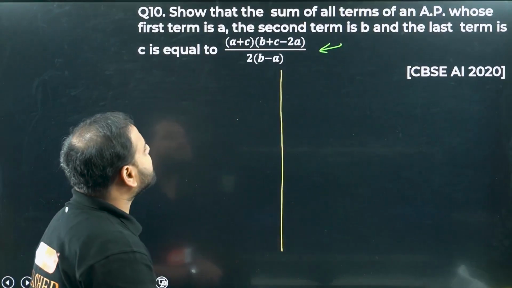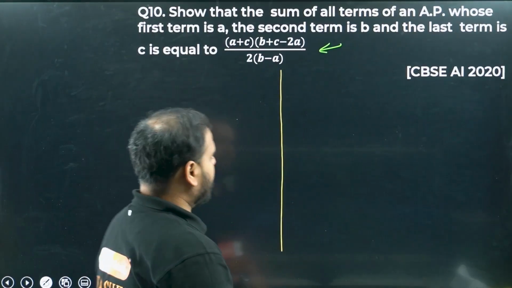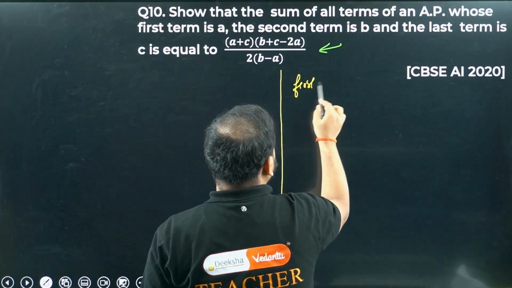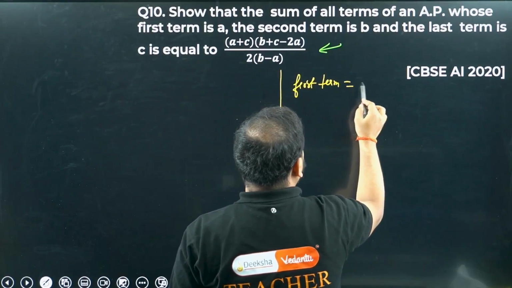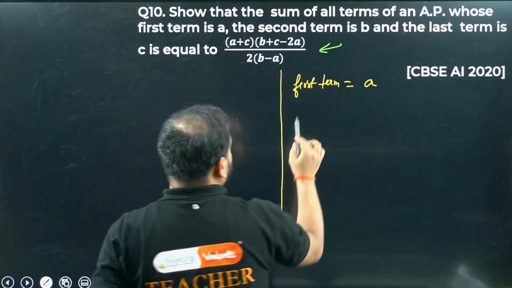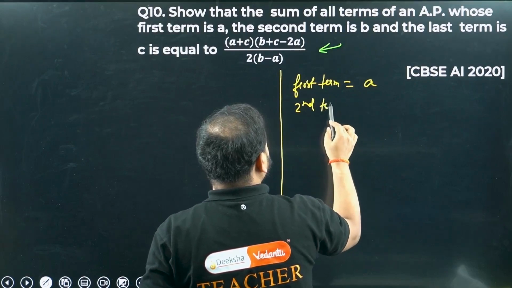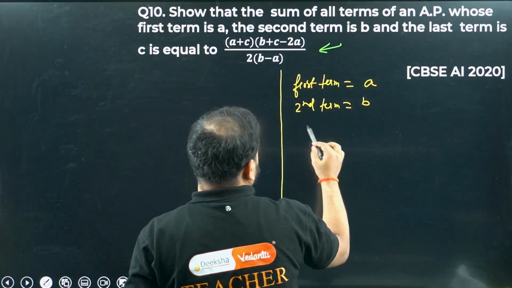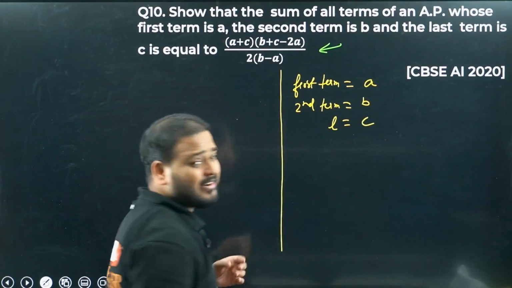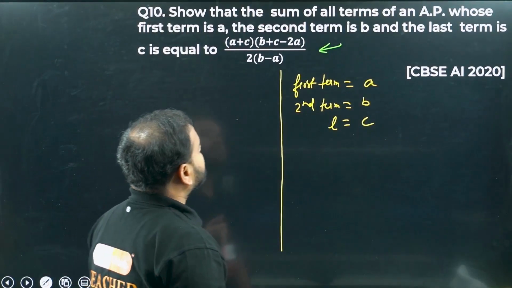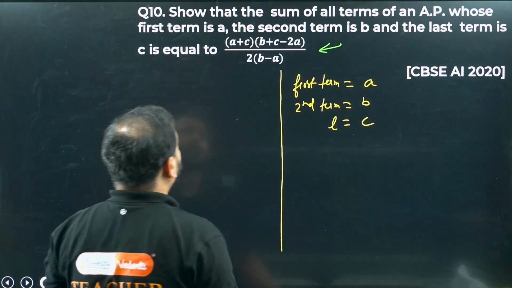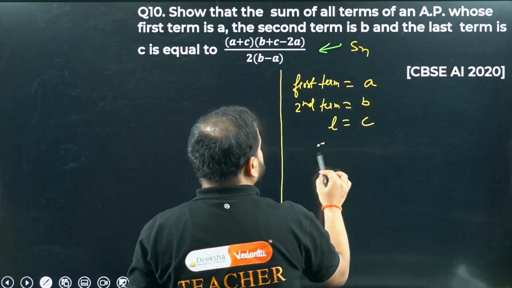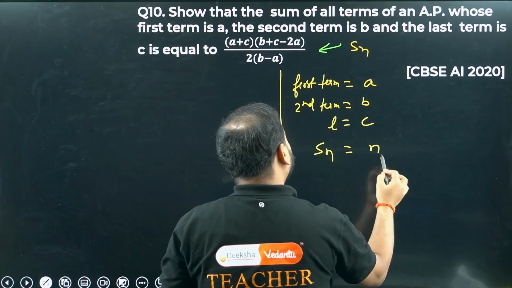Let's see. The sum of all terms of an AP whose first term is A, the second term is B, and the last term is C. Last term I can write as L also. So the last term is C. The sum of n terms is equal to what? N by 2.